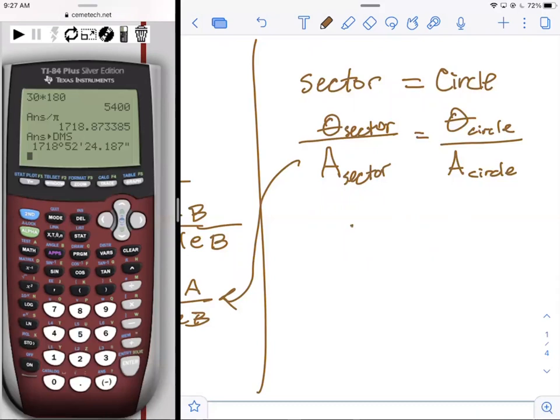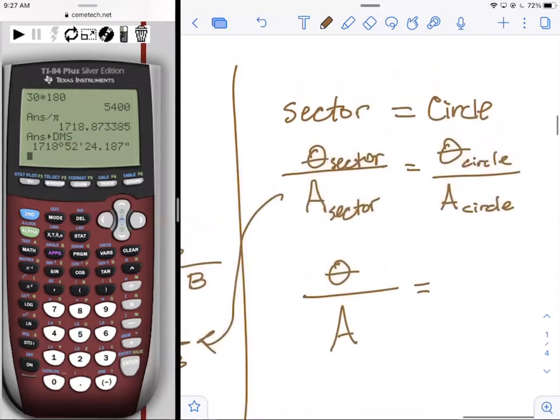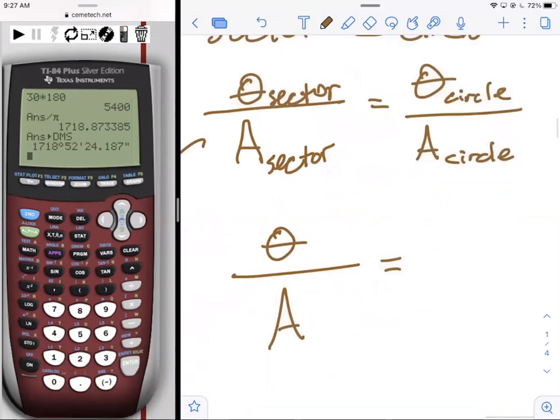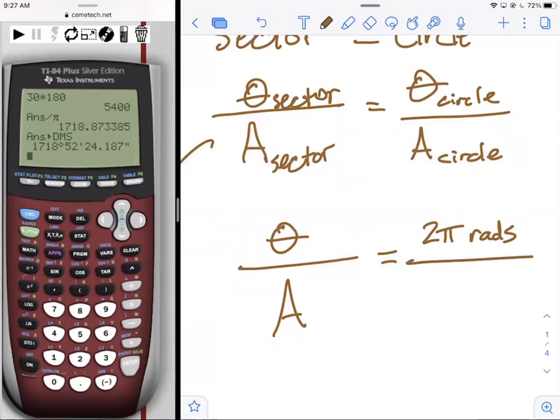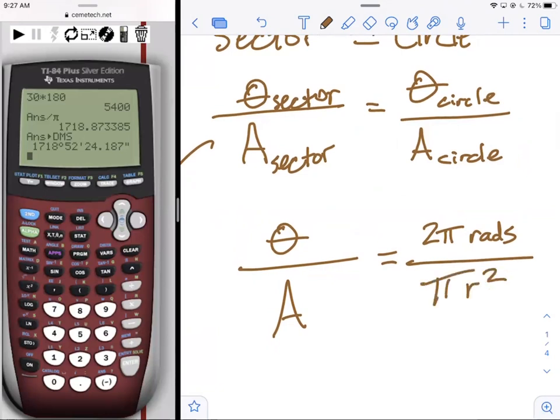Now, I'm going to use theta. I'm going to get rid of the subscript sector. I'm going to use theta and A. In other words, I'm not going to use the subscripts anymore. What is the theta for the entire circle? If you go all the way around to complete the full circle, 2 pi radians. Okay. That's the theta for the whole circle. And what is the area for the whole circle? Pi r squared. Muy bien.